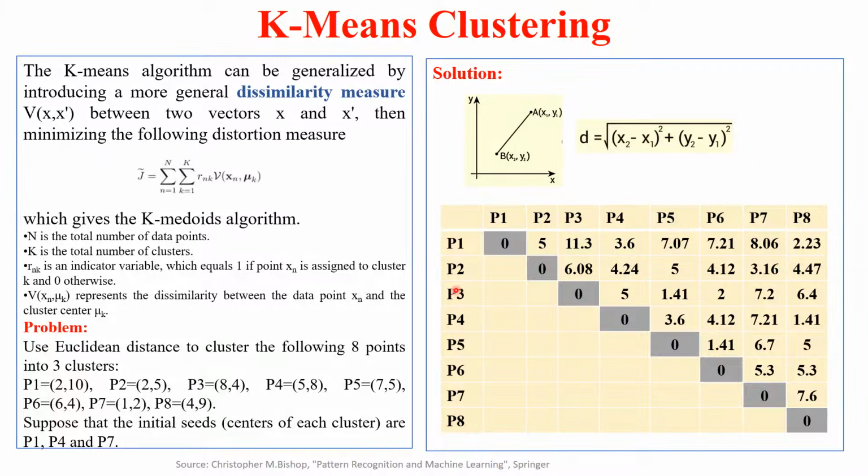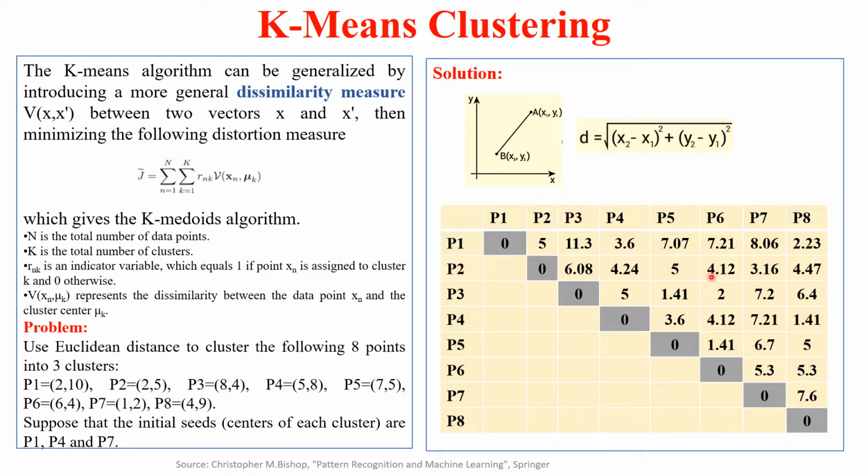This matrix is showing the distances between the 2 points. For example, from P1, if you want to reach P1, the distance is 0, and across the diagonal, P1 to P1 is 0, P2 to P2 is 0, P3 to P3 is 0. Here I have shown the upper half. The lower half is the same as the upper half.